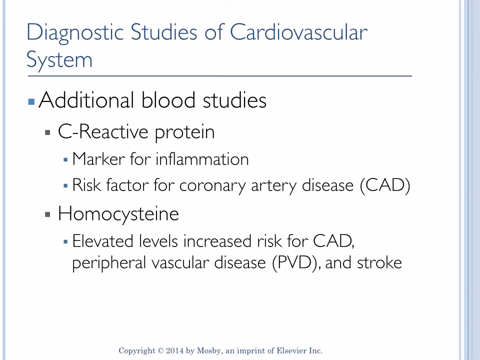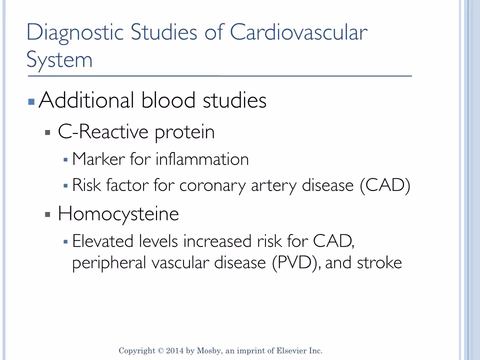There is something in additional blood studies called C-reactive protein. Why are we concerned with this? It is a protein which is produced by the liver during periods of acute inflammation. There is a high sensitivity test which measures the C-reactive protein, and an increased level of C-reactive protein, or CRP, is an independent risk factor for coronary artery disease.